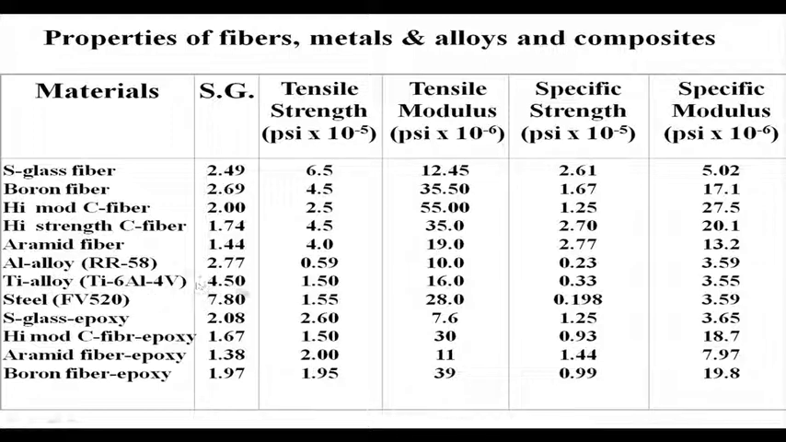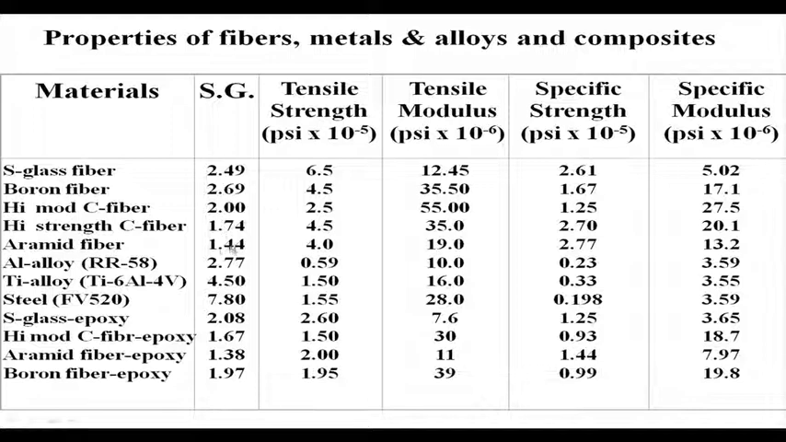steel is very high, glass epoxy 2.08, high modulus carbon fiber 1.67, aramid fiber 1.38 and boron fiber epoxy 1.97. So, out of all these different kinds of fibers, we find this aramid fiber and carbon fiber have the lowest specific gravity. That means that can provide lightweight composites.